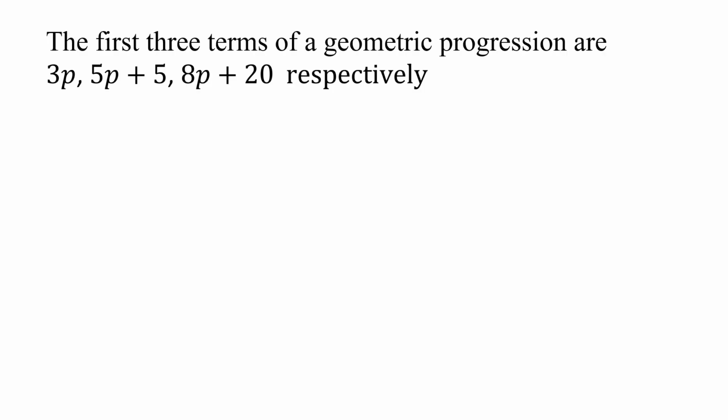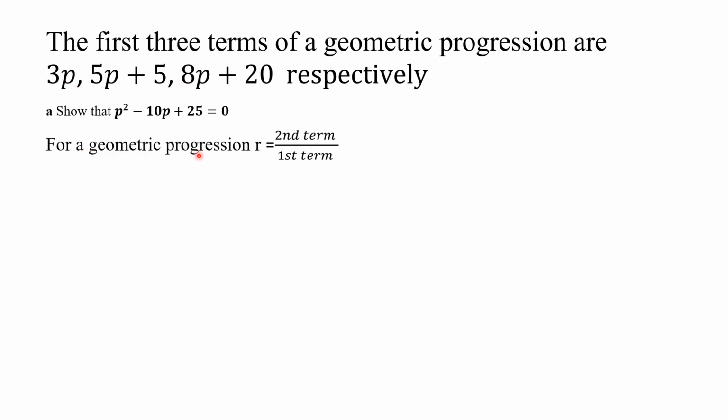So the first step is you need to know that to show that p squared minus 10p plus 25 is equal to 0, we just have to calculate the common ratios, then equate them, because here we can find two common ratios simply by saying 5p plus 5, which is the second term, divided by the first term, or the third term divided by the second term. So for a geometric progression, r is either the second term divided by the first term, or the third term divided by the second term, using the information that is given.